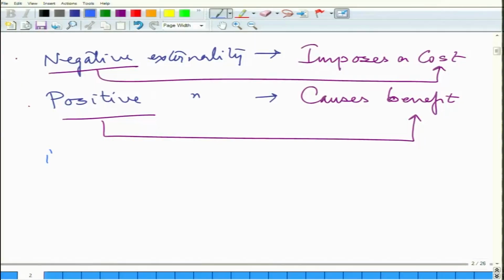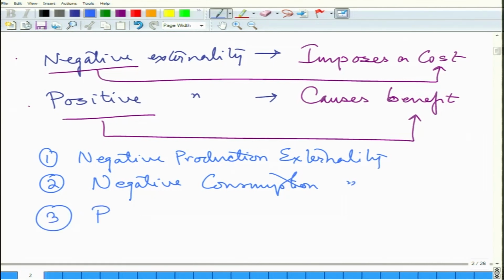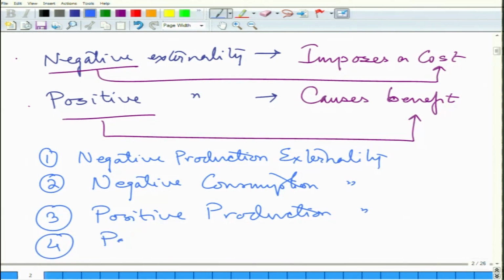So the 4 types of economic externalities are: one, negative production externality; two, negative consumption externality; three, positive production externality; four, positive consumption externality.